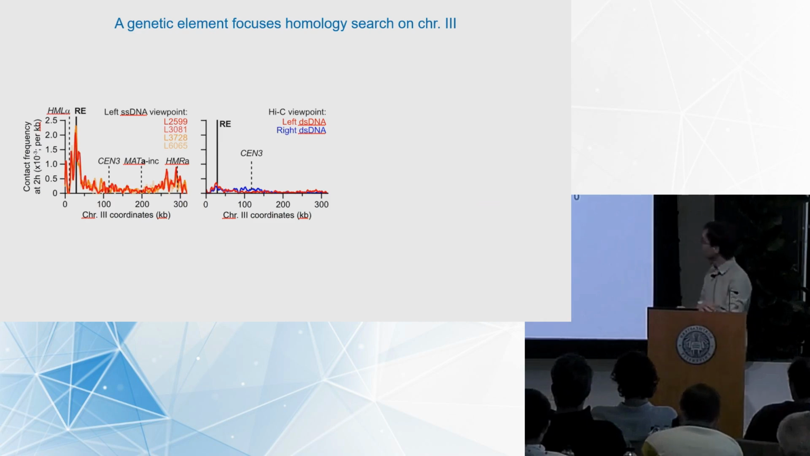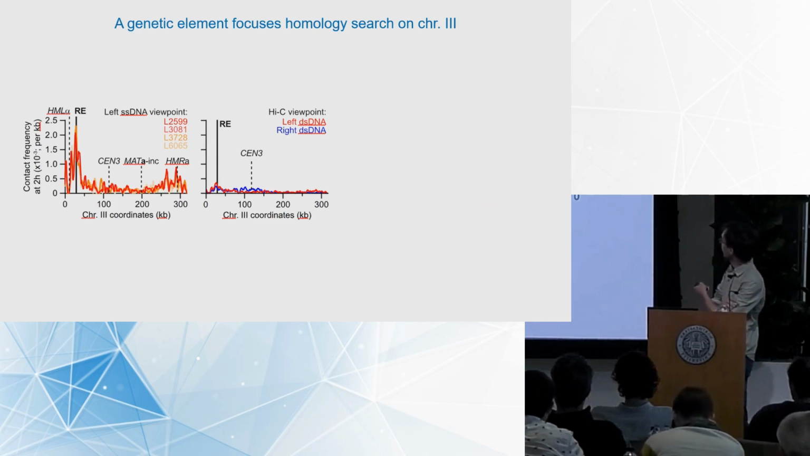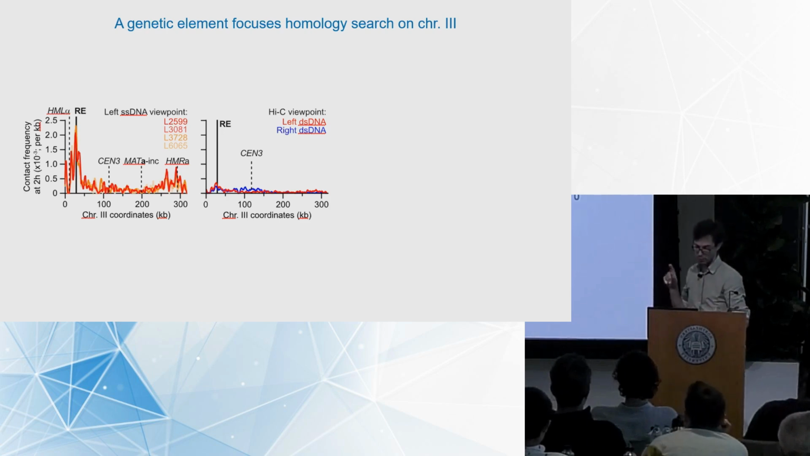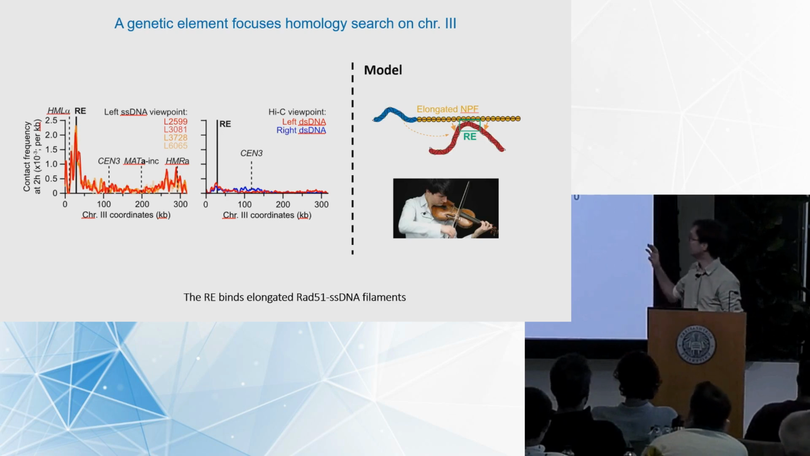Okay, so one thing that was interesting is that all sites on single-strand DNA see chromosome 3 equally well, but the double-strand DNA region that is nearby does not. So that suggests that, in fact, the mode of interaction of the filament with the RE is in an extended configuration.